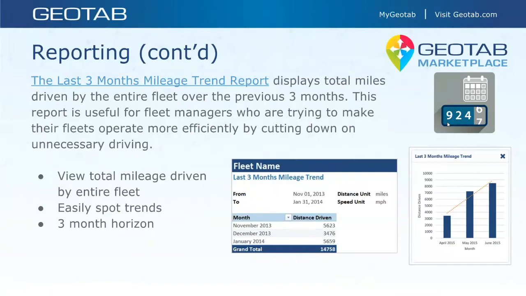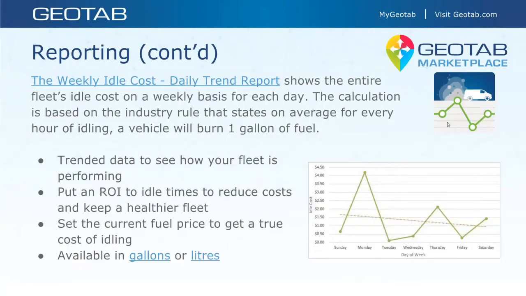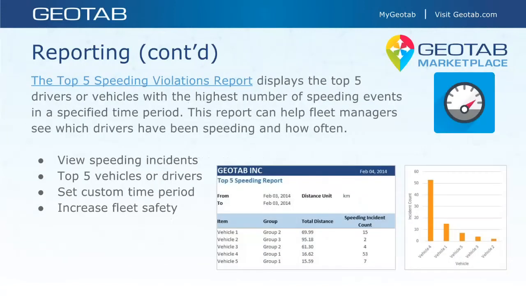So trending how many miles your fleet is being driven per month. Weekly idle cost, daily trend. This is going to look at how much money is being spent idling over the previous 7 days. You can download this report in gallons or in liters, depending on what country you're located in.